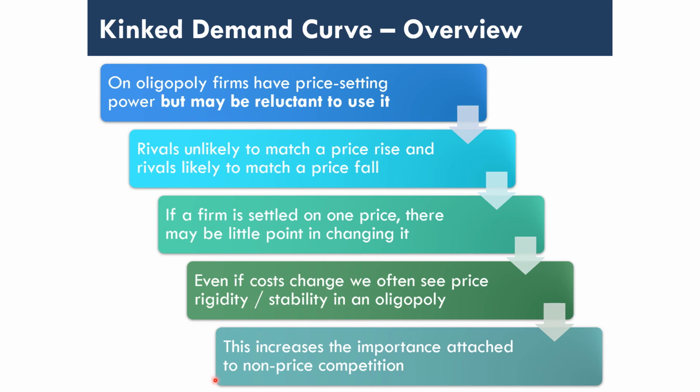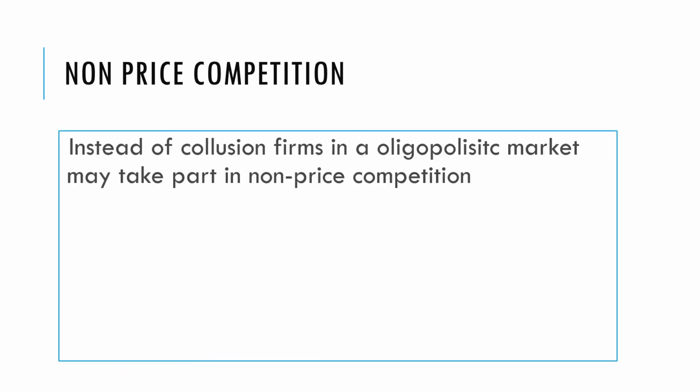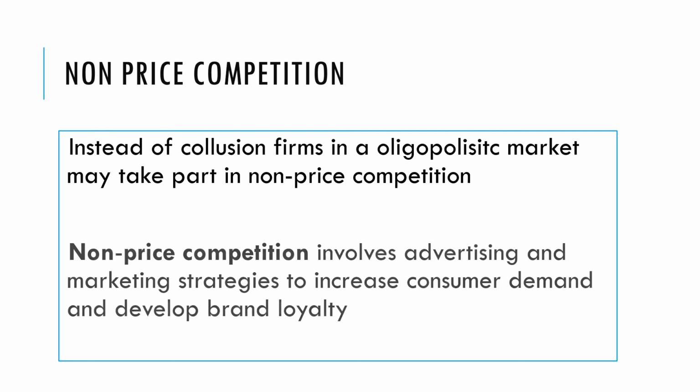So this increases the importance, if we're going to compete with each other, of not competing on price, and trying to compete in other ways that are not to do with price. We call these other forms of competition, where we don't compete on price, non-price competition. So instead of colluding, agreeing higher prices between us, what we might do is take part in non-price competition. And this involves mainly advertising and marketing strategies to increase consumer demand and develop brand loyalty.